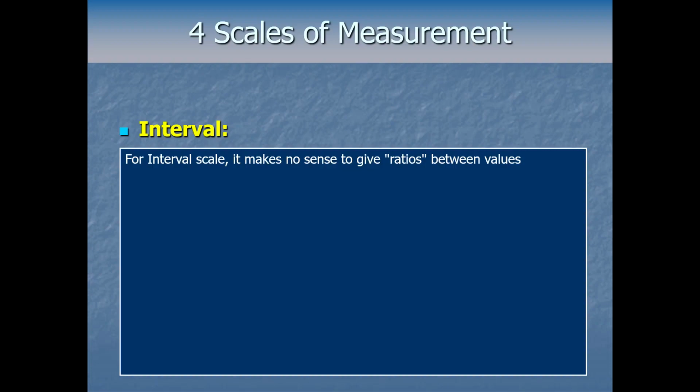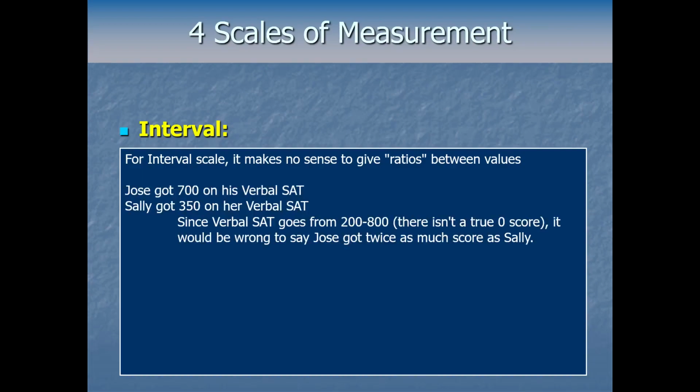Now, compare that to something on an interval scale. There, it makes no sense to give ratios between values. So let's say, for example, Jose got 700 on his verbal SAT, and Sally got 350 on her verbal SAT. Since verbal SAT goes from 200 to 800, there isn't a true zero score. There's no absolute zero value. So it would actually be wrong to say that Jose got twice as much score as Sally.